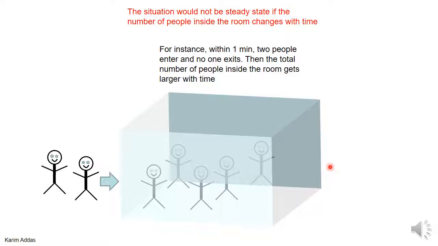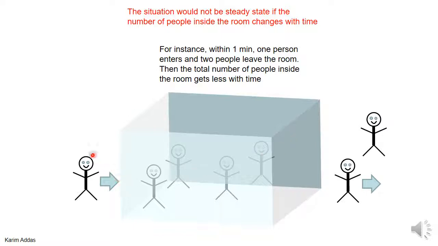An example of not being in steady state is if you close this door here and you just let people go into the room. So in 1 minute, let 2 people enter the room. Then in this case, the number of people inside the room is getting bigger with time. So this is not a situation of steady state.